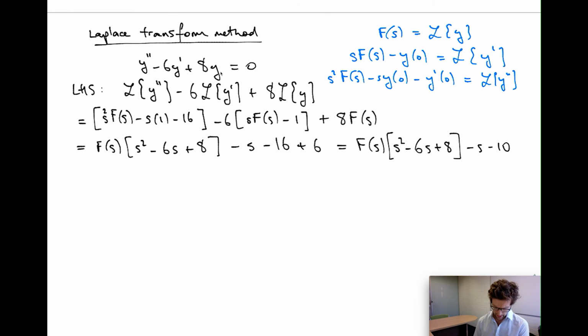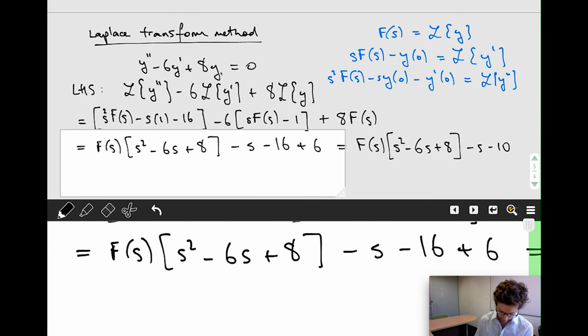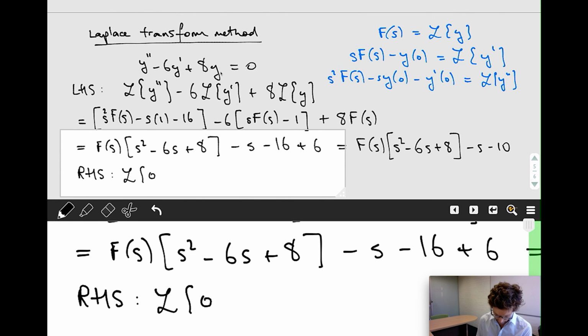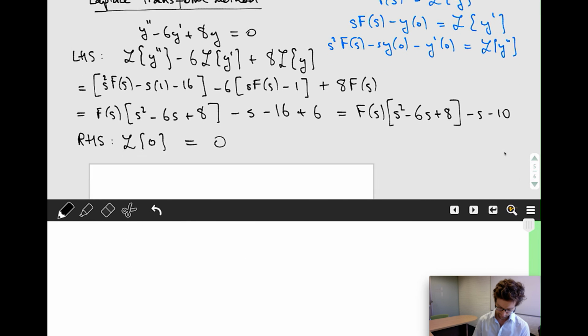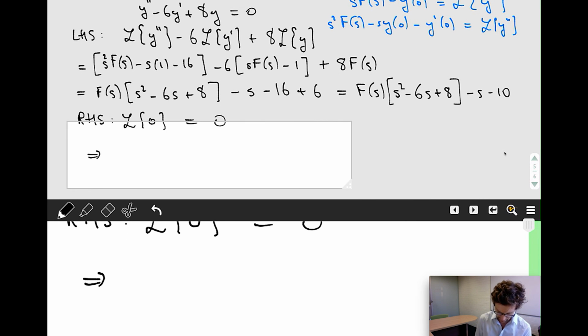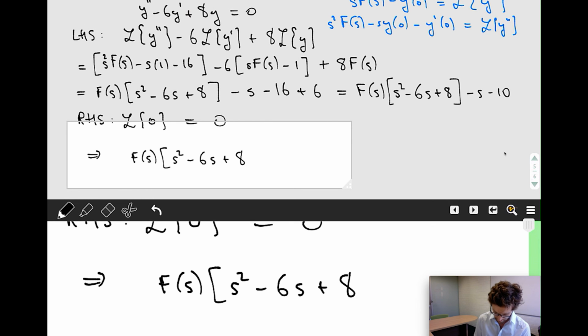Now, this is the Laplace transform of my left-hand side. What about the Laplace transform of the right-hand side? The right-hand side was just 0, and the Laplace transform of 0 is 0. It's an integral over 0. So this whole expression here on the right is equal to 0. So this gives me my algebraic equation that I need to solve for F of s.